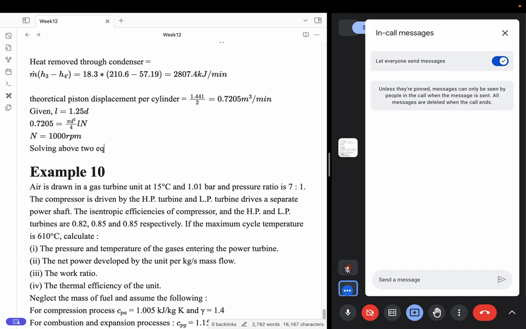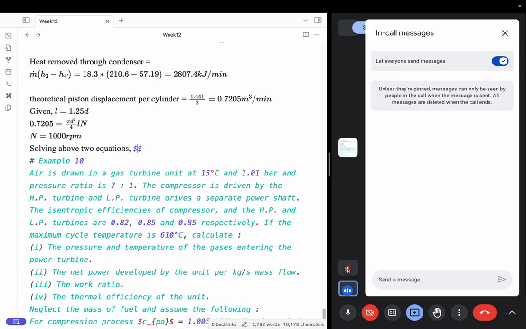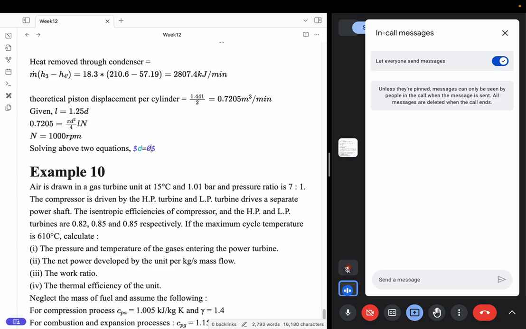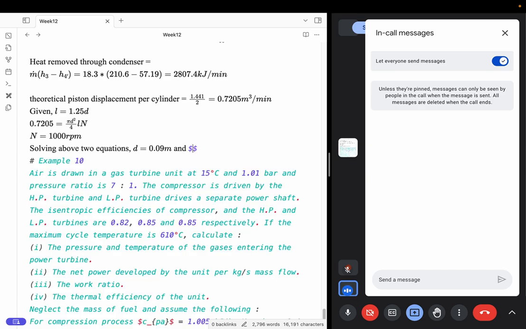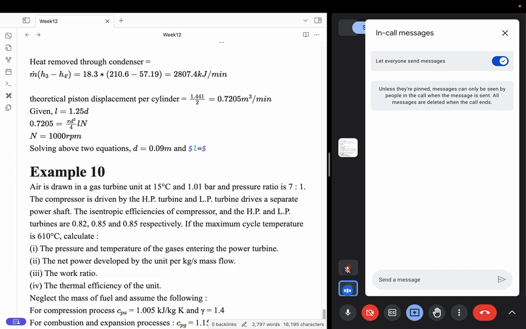Solving the above two equations, you can get your L and D. So if I solve, I'm getting D equal to around 0.09. You can check and confirm. And L, I'm getting around 1.25 times 0.09, which is 0.1125. Just check and let me know if you're getting the same answers.